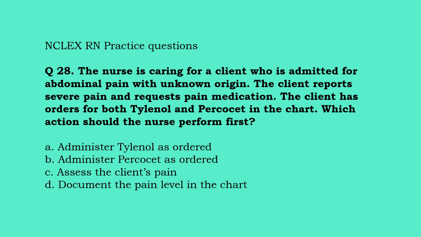NCLEX-RN Daily Practice Questions. Question 28. The nurse is caring for a client who was admitted for abdominal pain with unknown origin. The client reports severe pain and requests pain medication. The client has orders for both Tylenol and Percocet in the chart. Which action should the nurse perform first? A. Administer Tylenol as ordered. B. Administer Percocet as ordered. C. Assess the client's pain. D. Document the pain level in the chart.